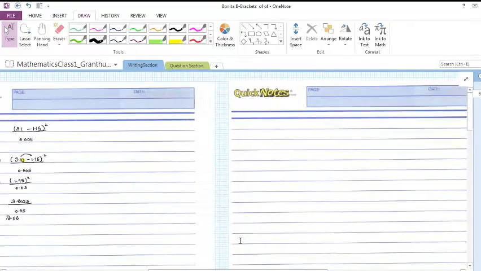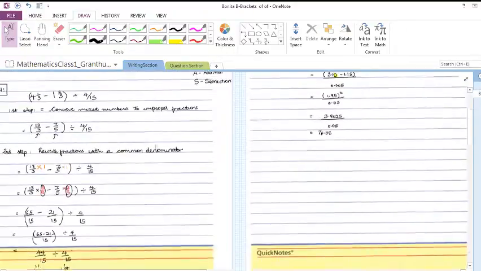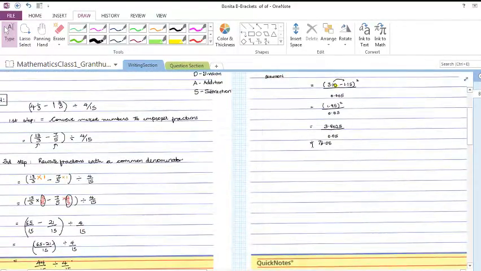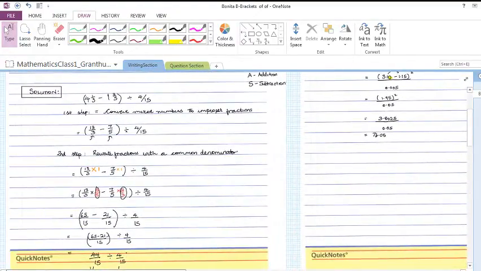Okay, so that was pretty easy. And what I want to emphasize here is in each line, you simply work out one operation.